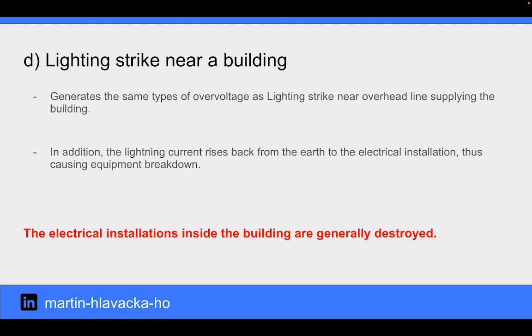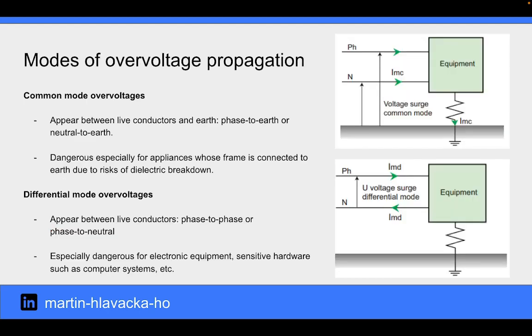When lightning strikes near a building, the Earth's potential around the point of impact increases dangerously. Lightning generates the same type of overvoltage as when lightning strikes near an overhead power line. In addition, the lightning current returns from the earth to the electrical installation. The overvoltage propagates in a common mode that appears between active conductors and the earth, or in a differential mode where the overvoltage appears only between active conductors.